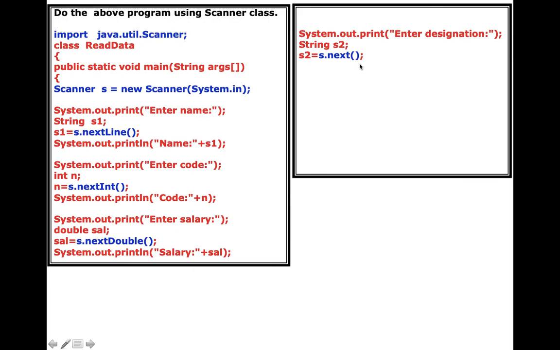To understand that, let's take an example. I am asking the user to enter a designation, and let's say the designation given by the user is sales manager.